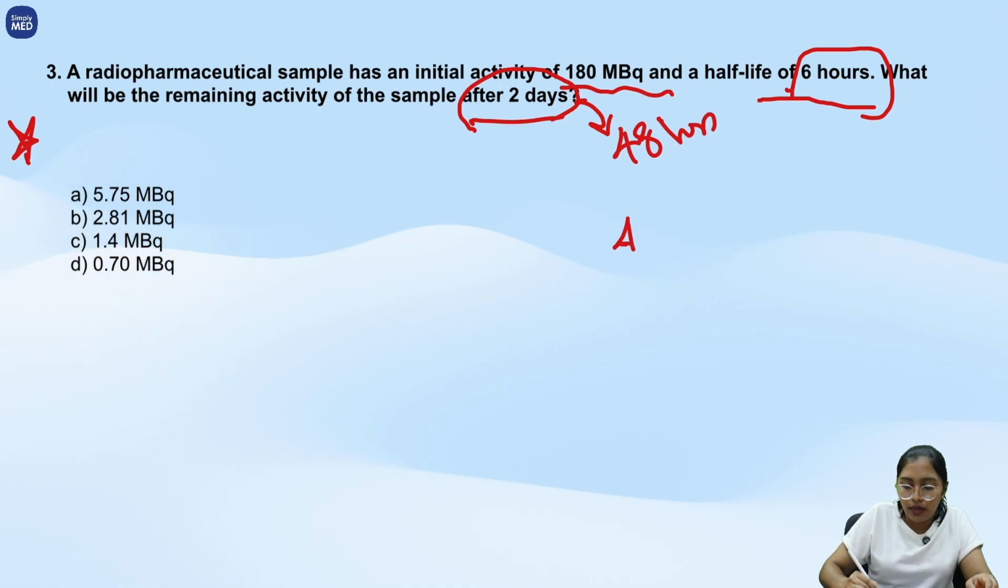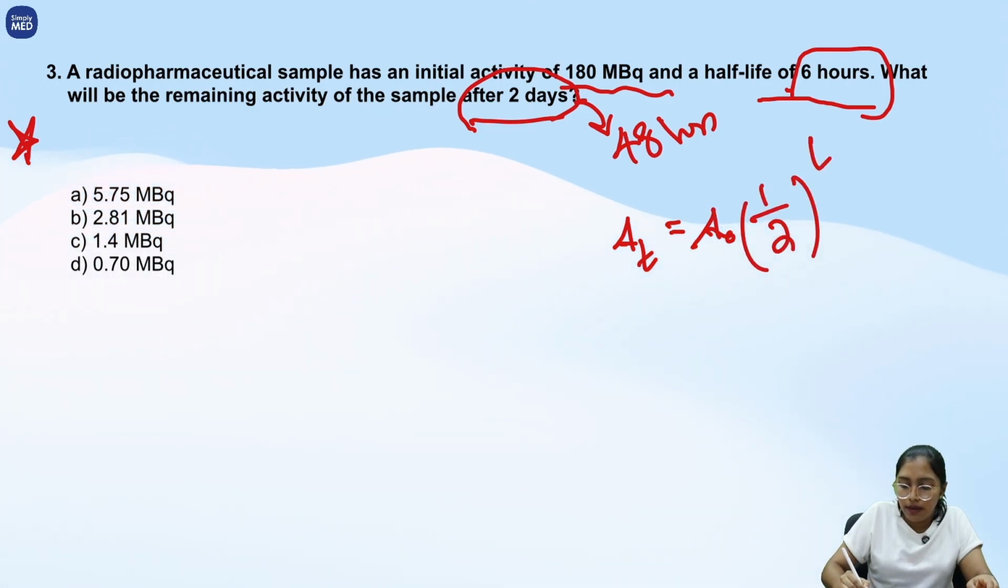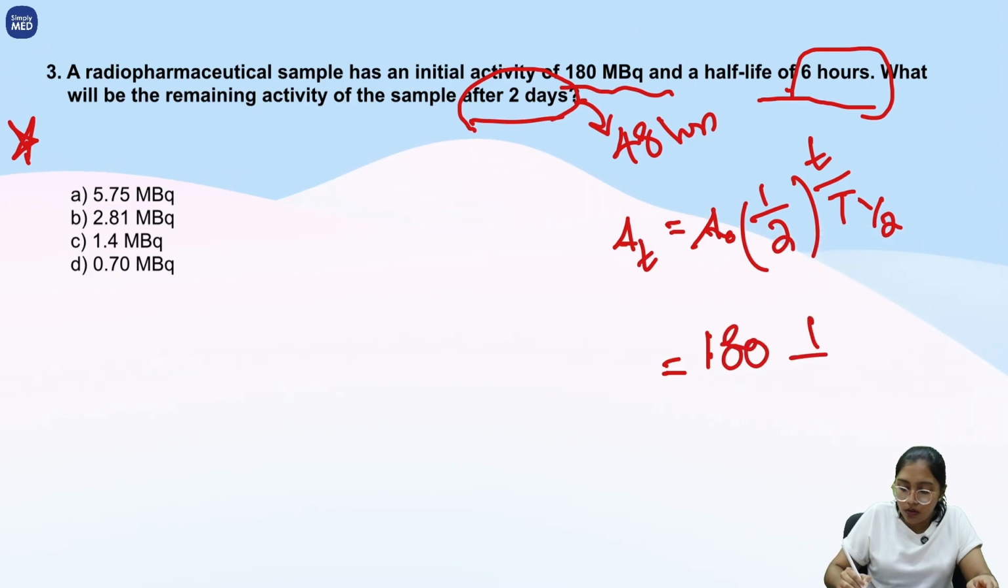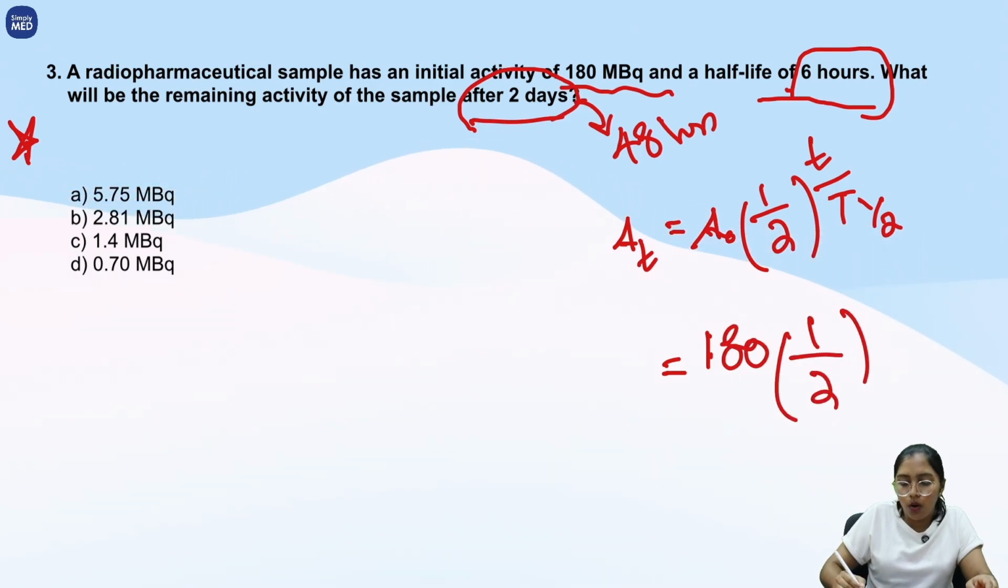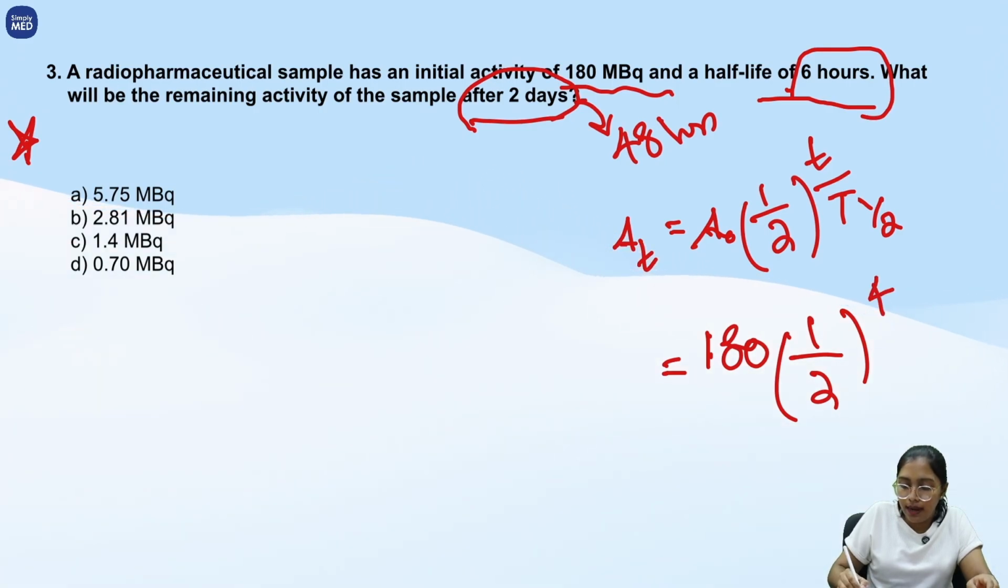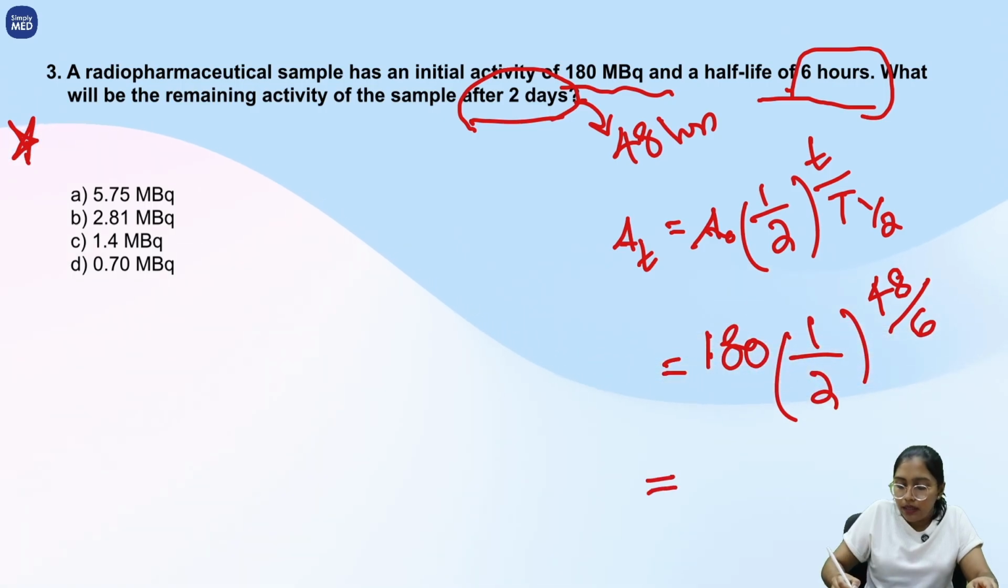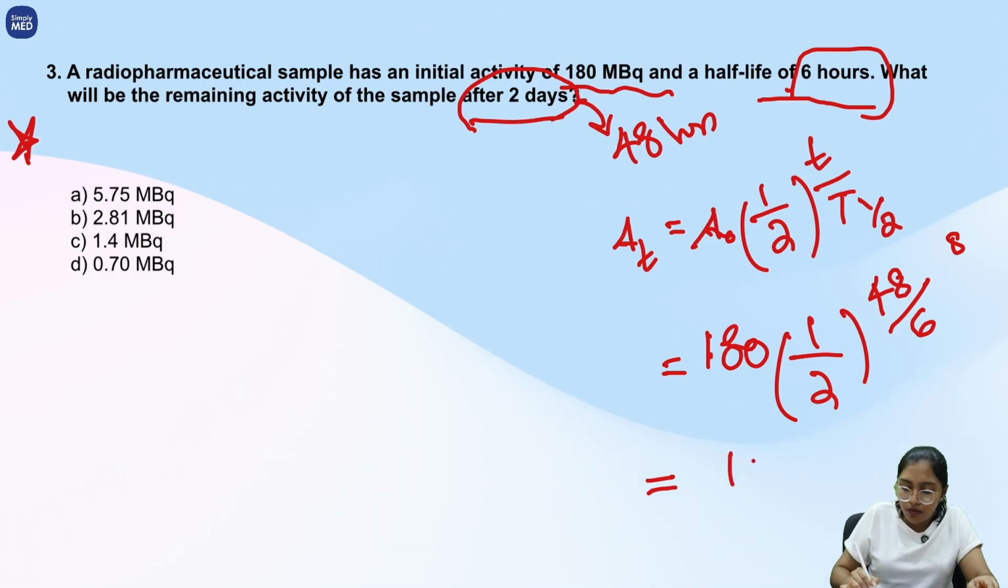Our equation was A_t equal to A naught into 1 by 2 raised to t by t half. Now initial activity A0 is equal to 180. 180 into 1 by 2 to the power of t, the time taken, which is 2 days or 48 hours, divided by the half-life, 6 hours. Now 48 by 6 is equal to 8. So 180 into 1 raised to 8, which is 1.